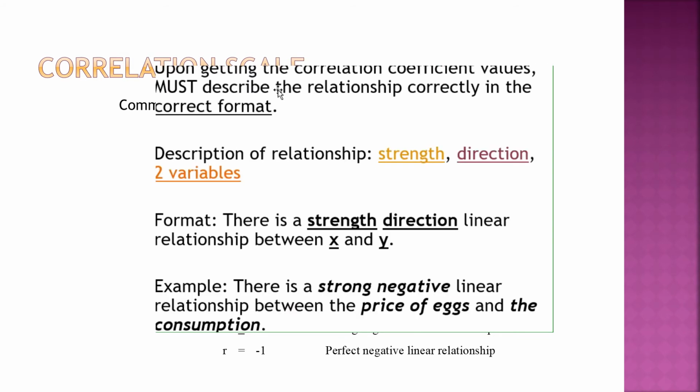All right. When you comment on the relationship, after you get the correlation values, you have to comment in this format only. The strength, meaning strong, weak, moderate, the direction, positive or negative, and between what and what. This is the standard comment. There is a strong negative linear relationship between what and what. There is a strong positive linear relationship between what and what. That is the standard comment.